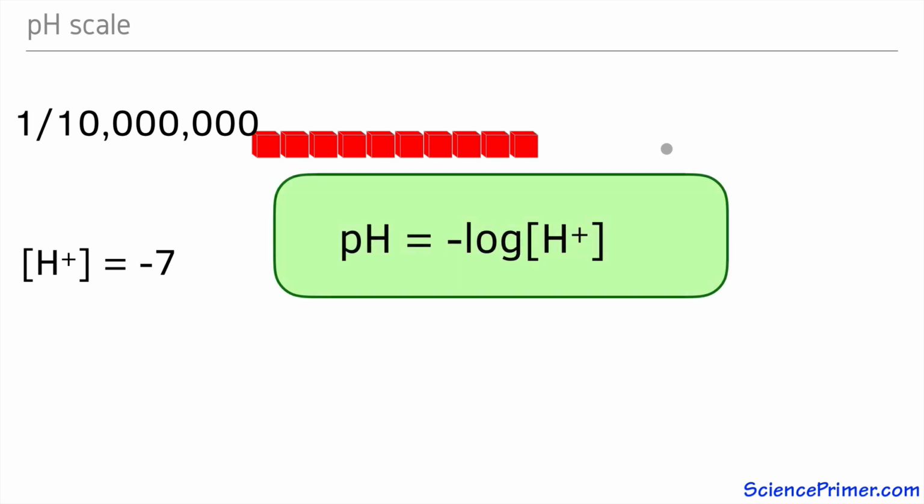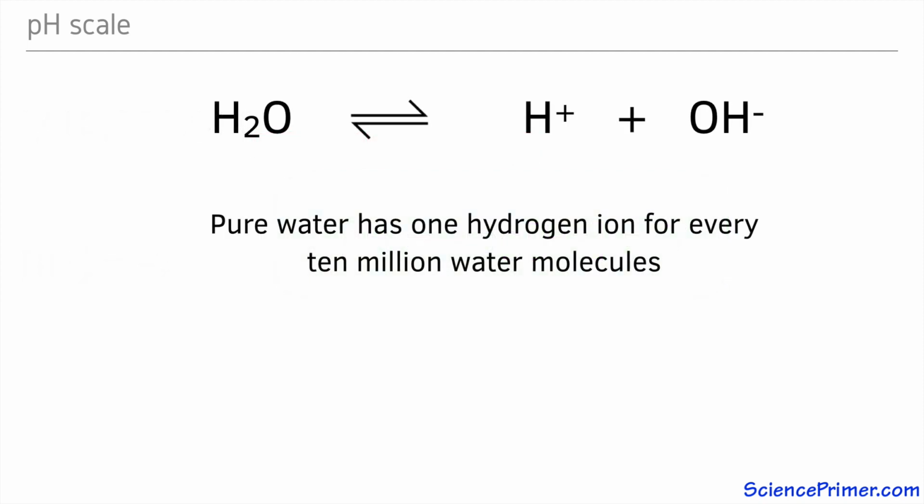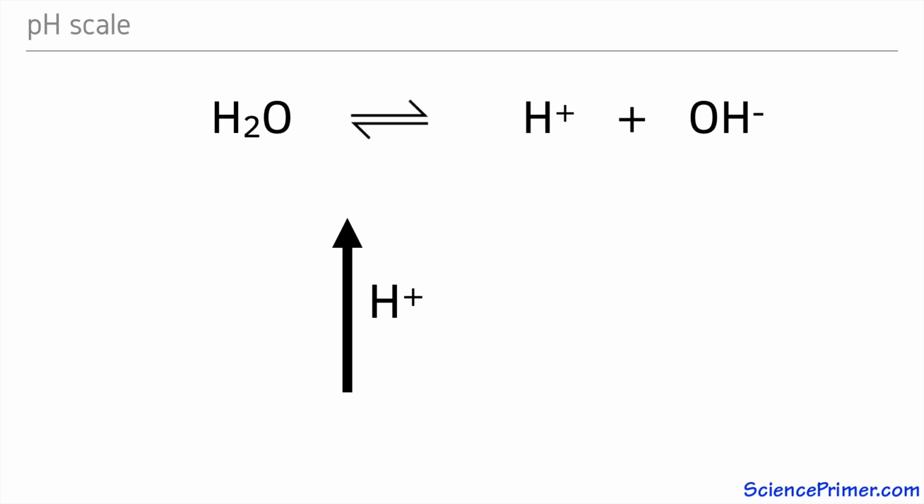Getting back to the formula for pH, the formula multiplies the log of the concentration by negative 1 in order to get rid of the negative sign, making the pH of a solution containing 1 hydrogen ion per every 10 million water molecules 7. In fact, pure water has 1 hydrogen ion per 10 million water molecules, giving pure water at equilibrium a pH of 7. Note the inverse pattern. The higher the hydrogen ion concentration, the lower the pH.